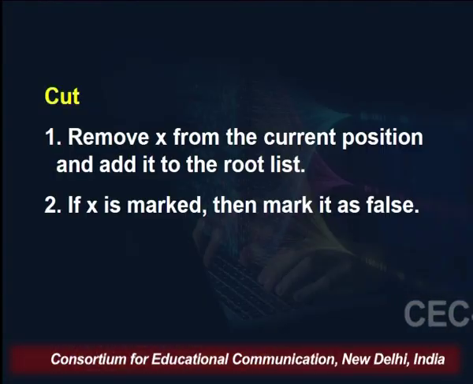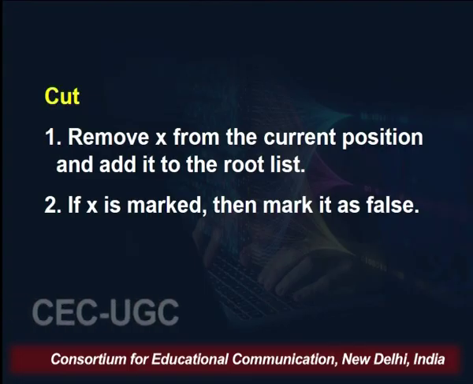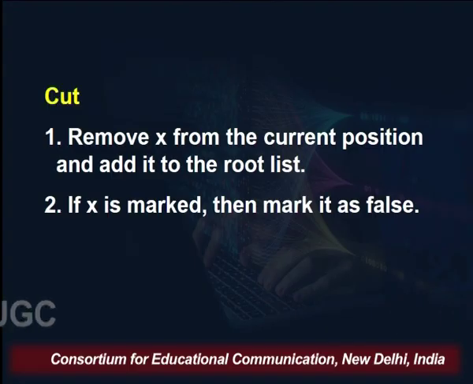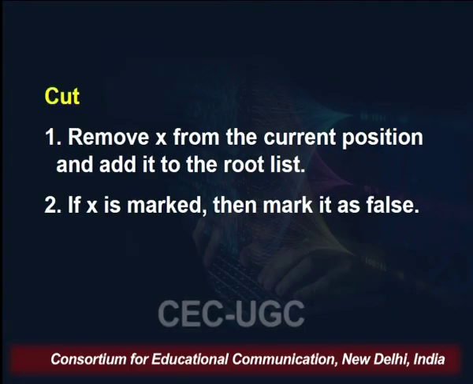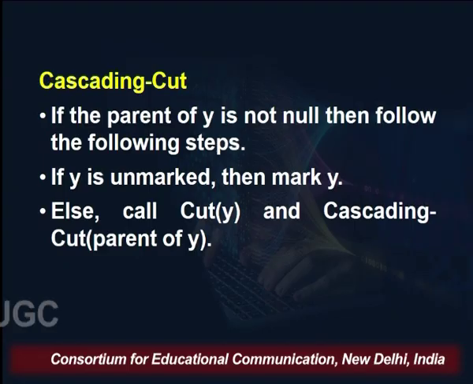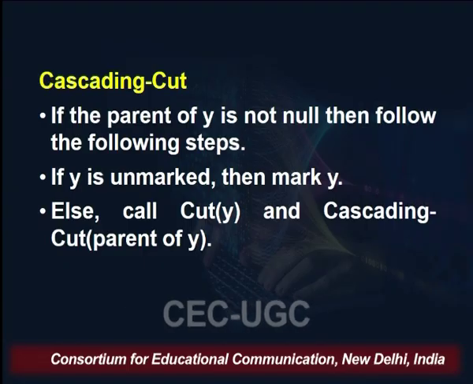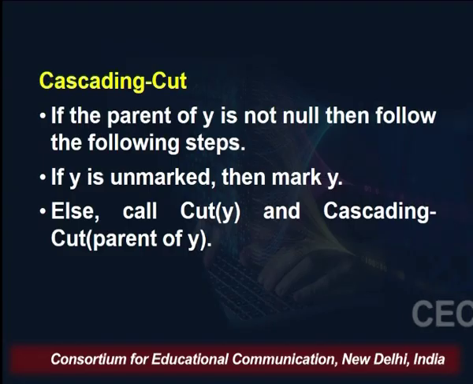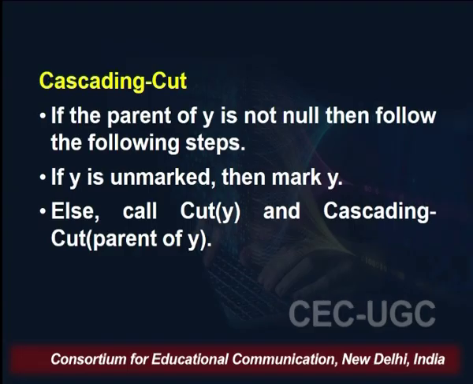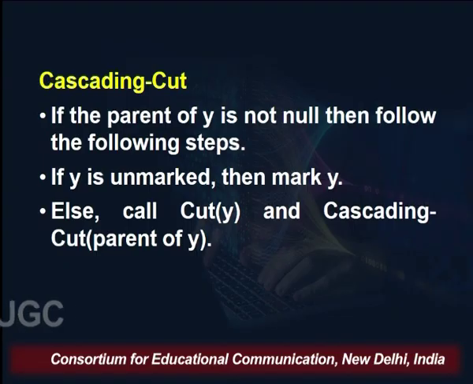In case of cut, we remove x from its current position and add it to the root list. Here is a change: if x is already marked, then we mark it as false, that means it is not marked anymore. Now, looking into the operation of cascading cut, if the parent of x is not null, here I am naming the variable y, then follow these steps. If y is unmarked, then mark y because it has lost a child, else call cut y and cascading cut on the parent of y. How this is going to happen, we will see in a short while with the help of an example.